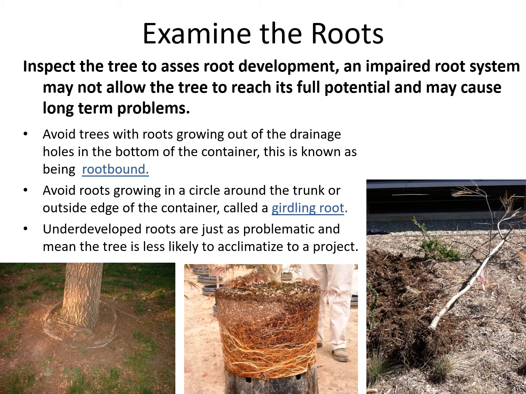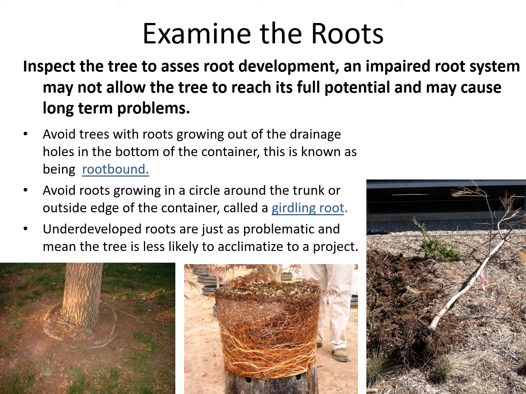Because if we select a tree that has circling roots like this and we plant it, those roots aren't going to fix themselves without corrective pruning. So you can see that large tree has the circling roots, and it will eventually girdle the tree and kill it. And then now you have a big dead tree that's going to be expensive to remove.